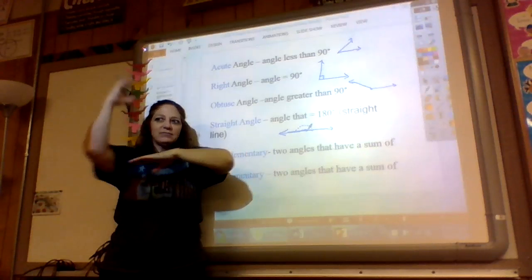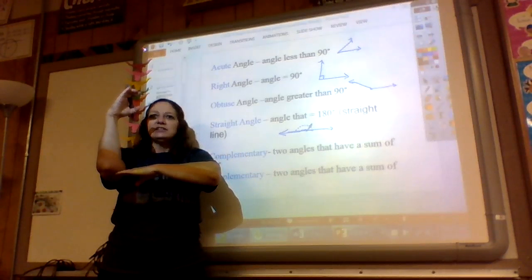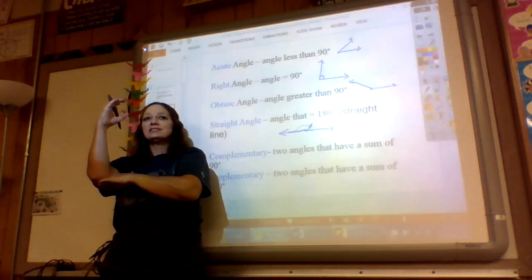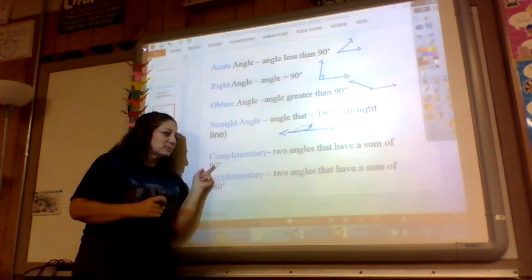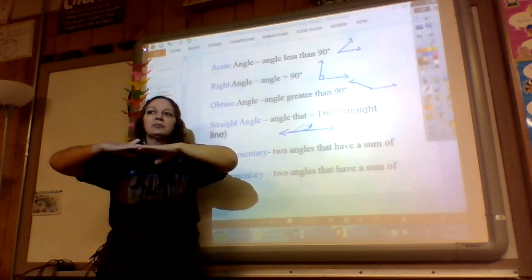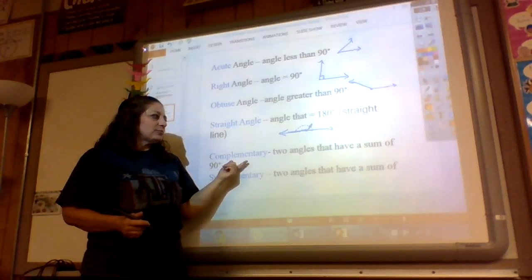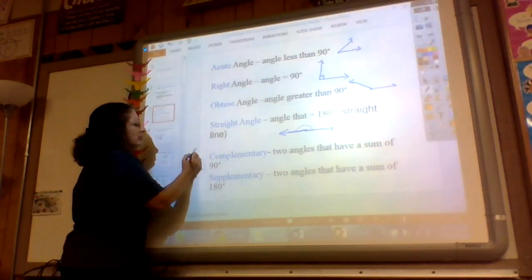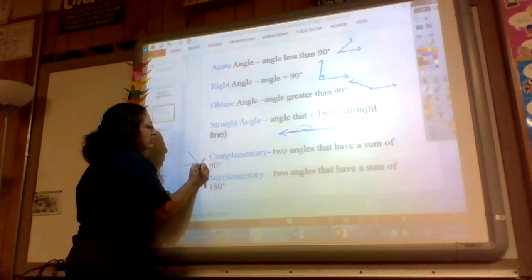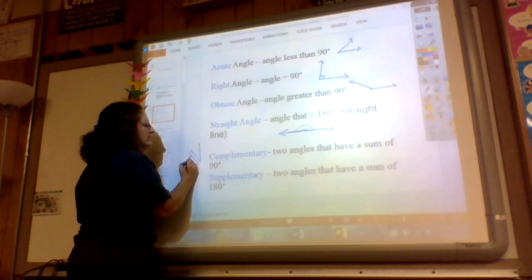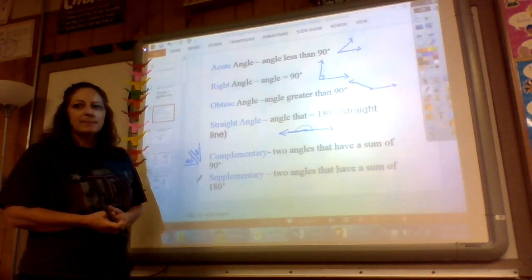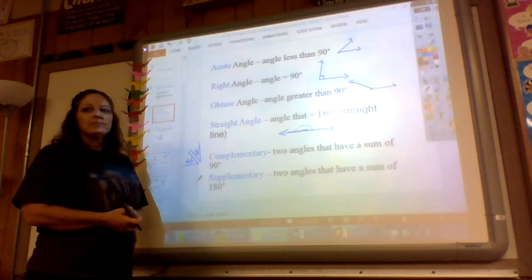Have y'all ever seen that? Complementary is your 90. That's with your C. Complementary is the first letter out of C and S in the alphabet, so it's closest to the beginning of the alphabet. It's the smaller angle. Complementary angles, please write: two angles that have a sum of 90. And then we're going to just draw a little picture next to that. We have two acute angles. Let's make one of them 60 and one of them 30 degrees. If I were to put them together, they would combine to join and make 90.